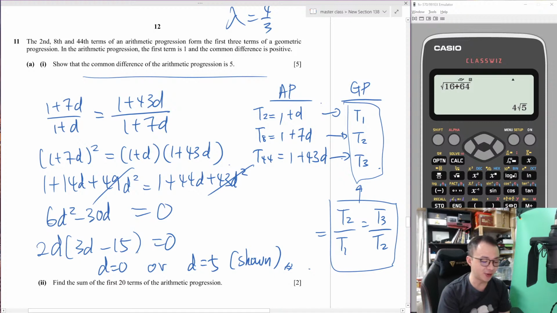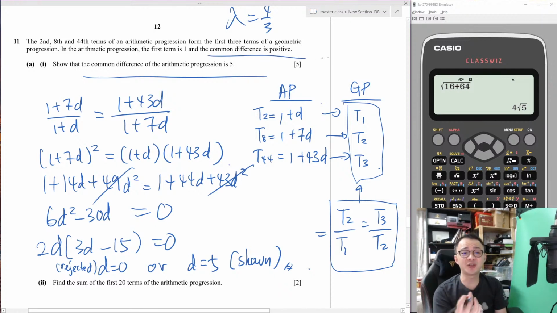So the first one, D equals to 0, normally I would just reject it lah. Because they tell me the common difference must be positive. 0 itself is not a positive value. So this is the reason why we cannot do that.